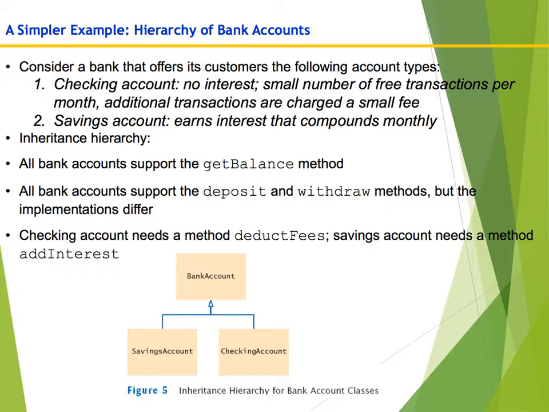So, in the example of bank accounts, consider that a bank can offer the following two types of accounts. One is a checking account, and the other is a savings account. The checking account has no interest, and you can do a small number of free transactions per month, but additional transactions are charged a small fee. For a savings account, we need some mechanism to earn interest that compounds monthly. But in order to implement these functionalities in Java, we know that all bank accounts should support the getBalance method, the deposit method, and the withdraw method.